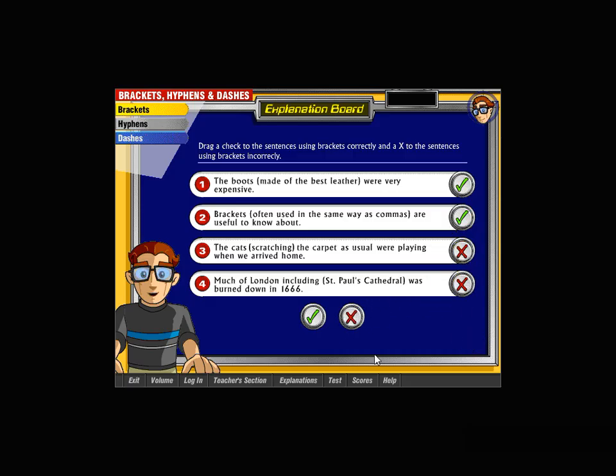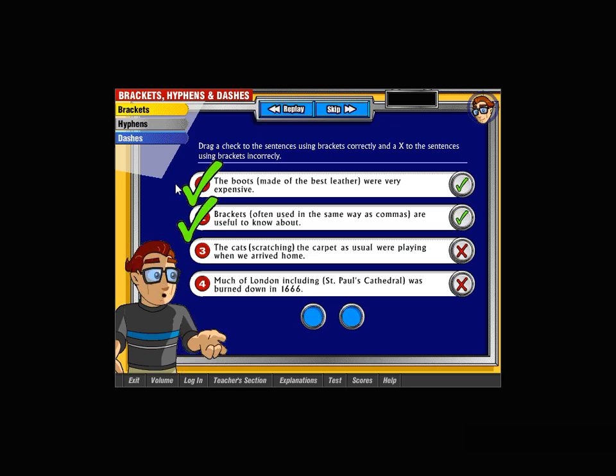Yes! Well done! That's right! The first two examples are correct, because the statement in brackets is separate from the initial facts around it. The sentence makes sense if the information in the brackets is taken away. In the first sentence, the writer gives us extra information about the boots, which explains why they were expensive. In the second sentence, we are given extra information about using brackets within the brackets. Again, if you took this information away, the sentence would still be intact.